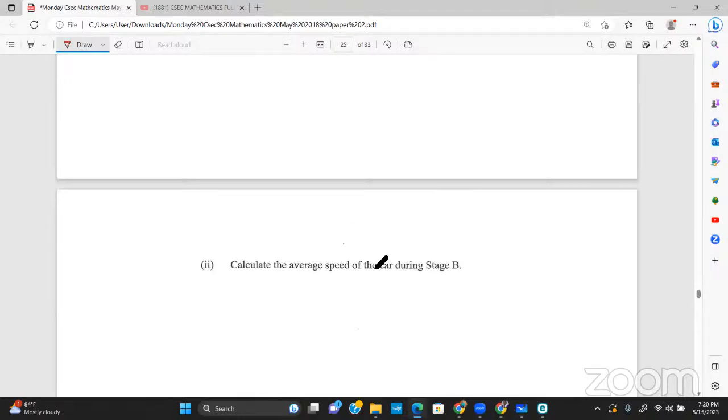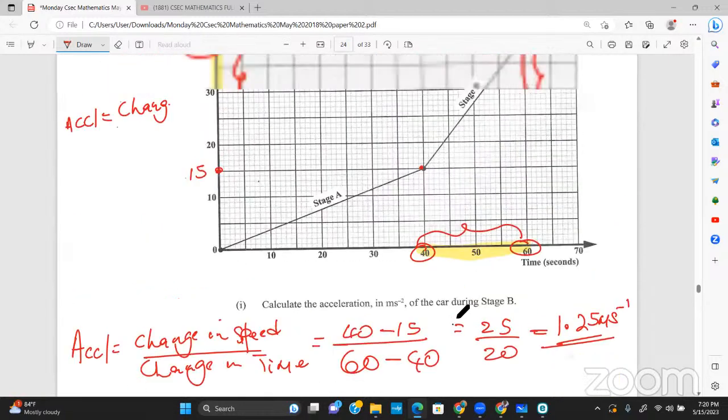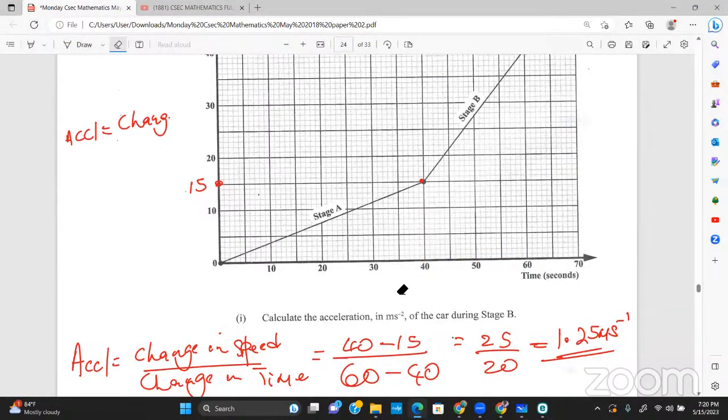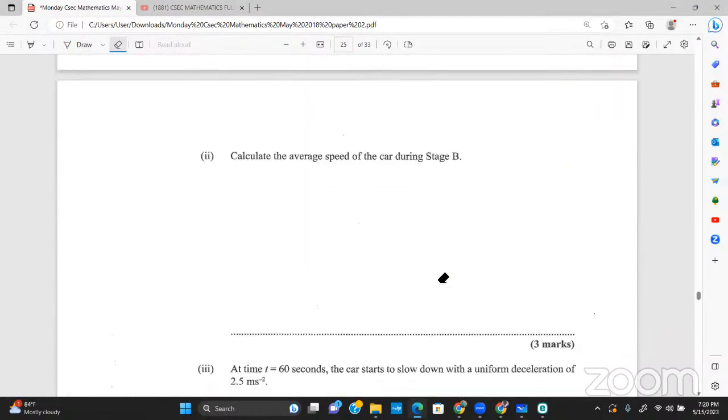Calculate the average speed of the car during stage B. Average speed during stage B. Average speed is always total distance over total time. Average speed, let me write this first. What is average speed?